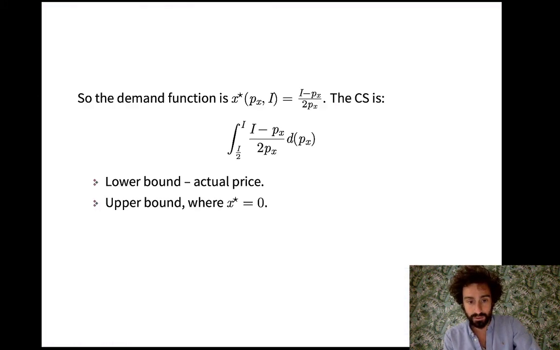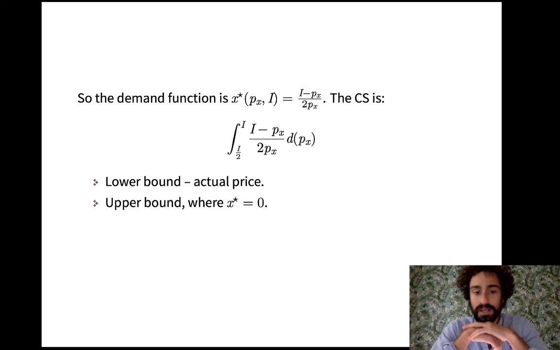So if we go back to our example, we see that x star is equal to 0 when px is equal to I. So the upper bound of our integration is I, and our lower bound was the price paid, which we said was I over 2. And then you just integrate across that demand function, and that gives you the consumer surplus.